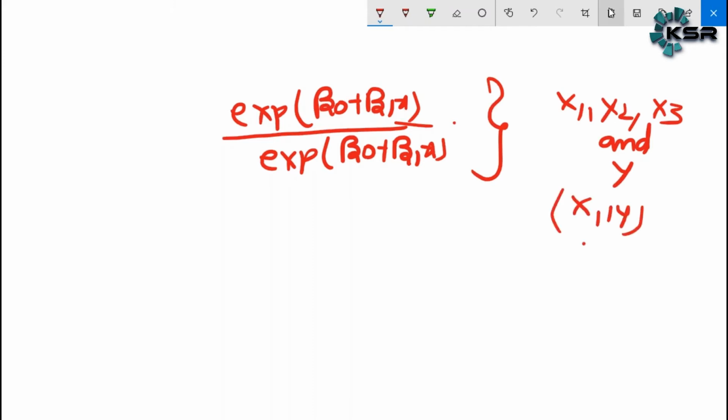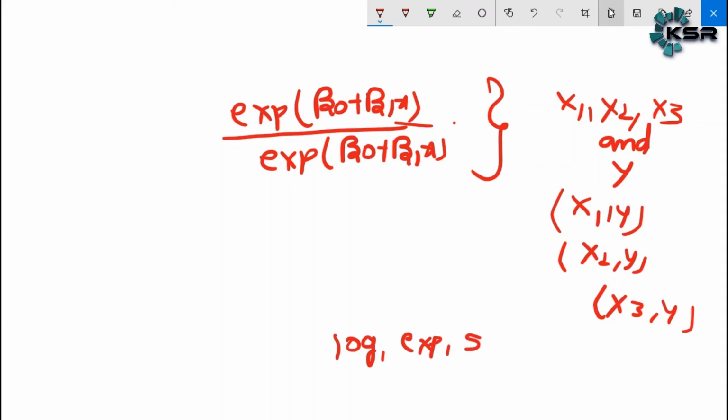We took x1 y, x2 y, x3 y. If any of them is not linear, what we need to do is transform the data. That means converting the non-linear function into a linear function. What are the different transformations we have? Log transformation, exponential transformation, square transformation, square root or cube root. Here exponential is also one kind of function used for converting non-linear data into linear data.